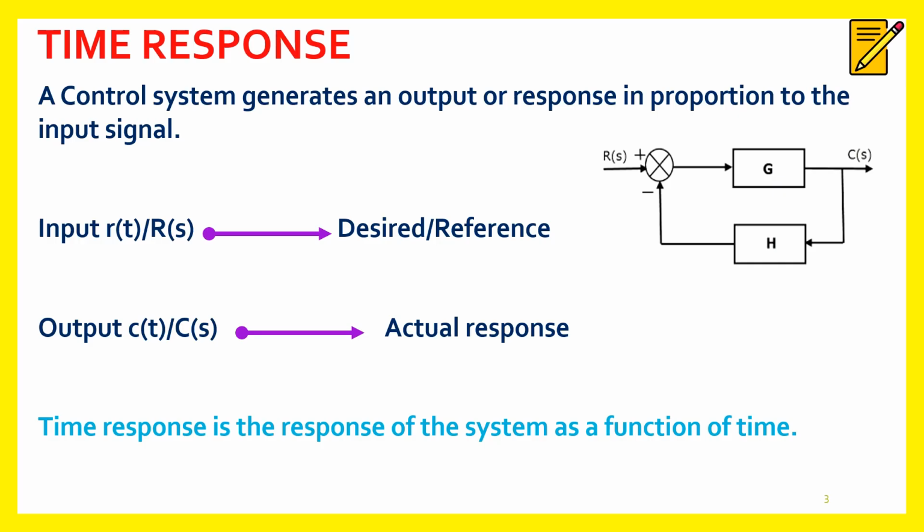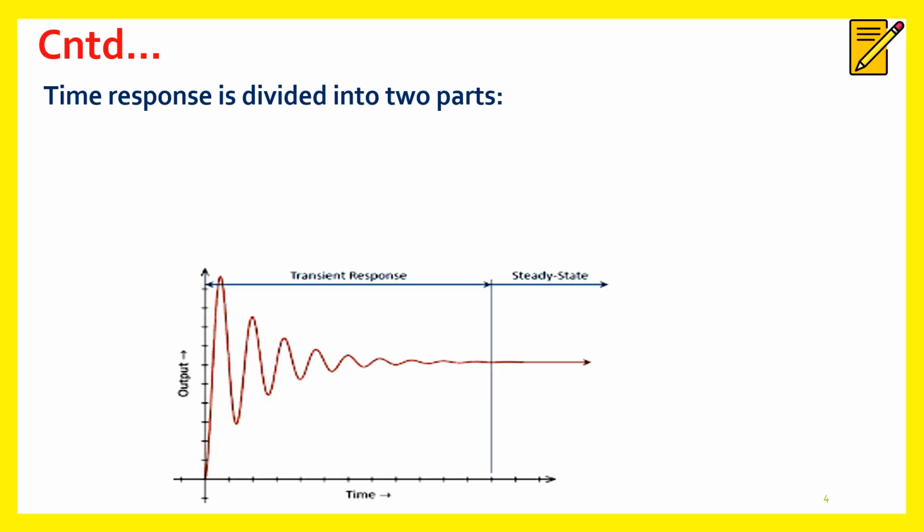So what is time response? The response of the system as a function of time. Here, the time response can be divided into two portions. This is the overall time response of any kind of system. Y-axis is output, x-axis is time. Output is mostly in magnitude and the response is divided into two halves. One is called the transient response and the other the steady state response.